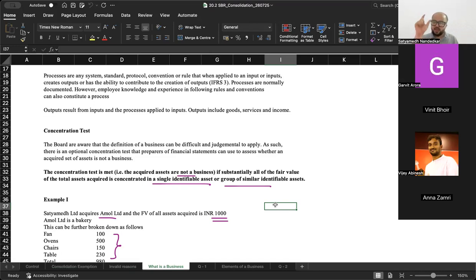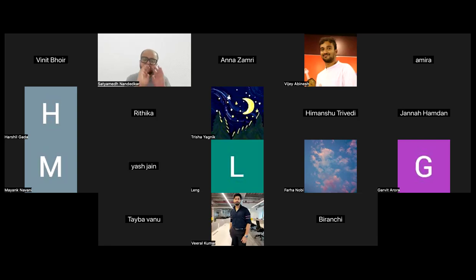Now the standalone value of these four items together is around 100, and then I am also paying him around the same amount only. The idea behind the concentration test is that the entire value of the business should not be concentrated in just a couple of assets, because assets don't make a business. Assets are an ingredient of the business. What makes a business? Maybe certain technical know-how, certain processes, the good reputation, the good name of the business, the goodwill of the business.